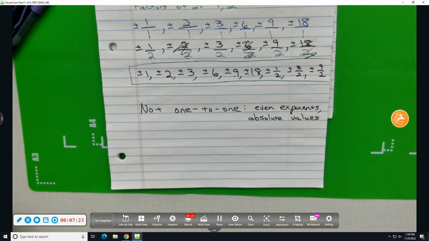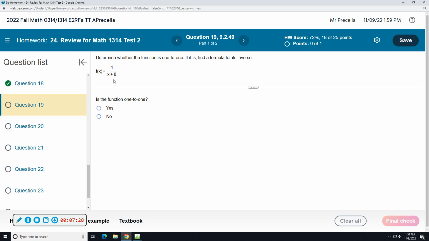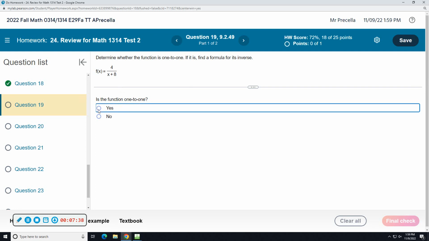So, looking back at the problem, there are no even exponents. There's no x squares or x to the 4ths. There's nothing that would take a negative quantity and change it positive. Also, there's no absolute value. So yes, this function is 1 to 1. We can convince ourselves of that. There's no actual work to show.